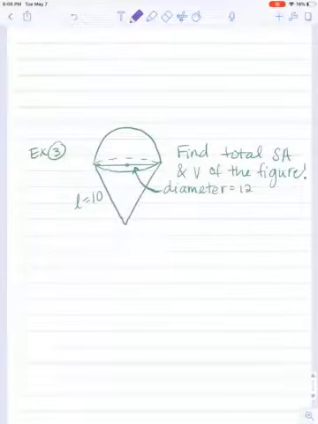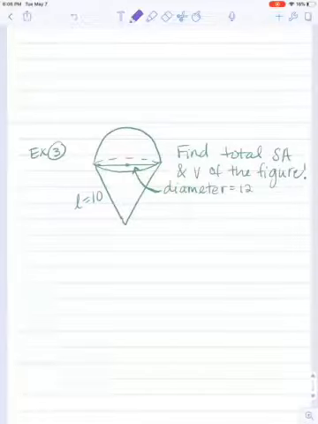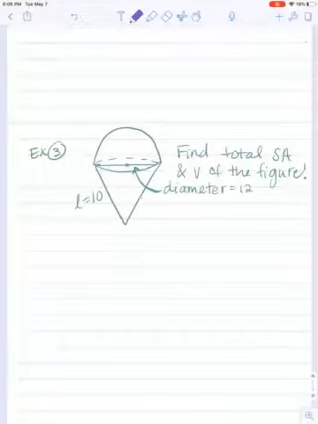So right now we have one that looks like a fun ice cream cone. Yay. I want some ice cream now. No, Copper, you can't have any.